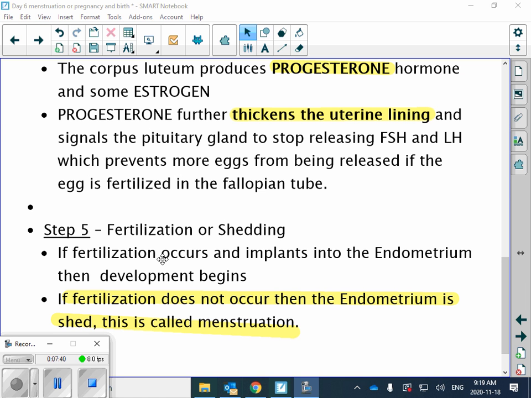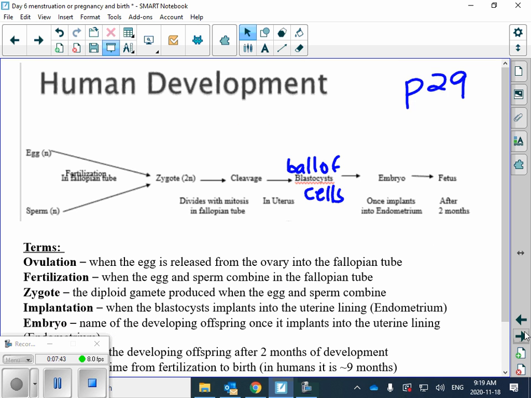But if the egg is fertilized, then a human kind of develops. So we're going to just take a second before we go into human reproduction to have a look at human development. So if an egg and a sperm unite, okay, that's called fertilization, this is going to happen in the female's fallopian tube. So the egg, remember by meiosis, we reduce the number of chromosomes by half, so it's now haploid, it has one set.